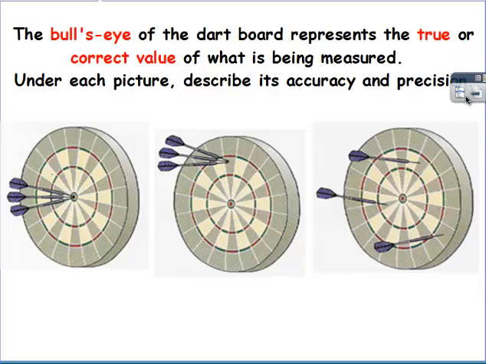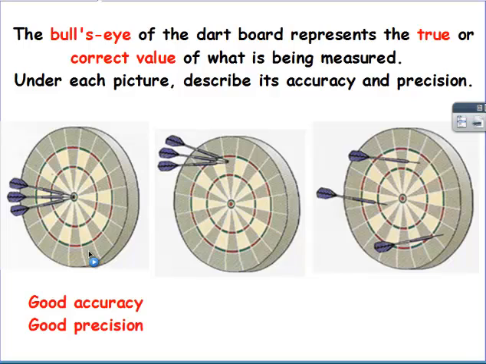So for each of the following dart examples, the bullseye for the dartboard represents the true or correct value. Under each picture, describe if it is accurate or precise or both. So for this first one, if we're aiming for the center, all of them hit the center, so I'm accurate, and they're all very close to each other, so it is precise as well. So good precision and good accuracy.